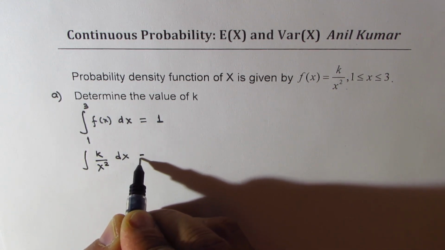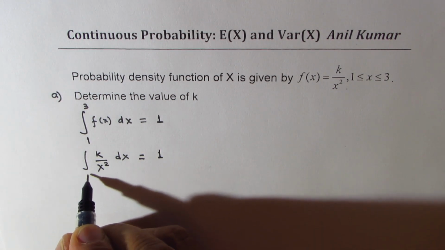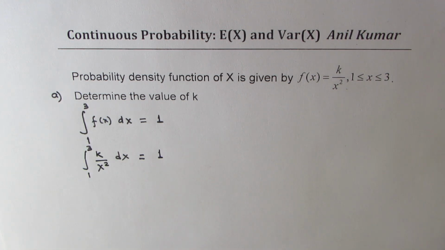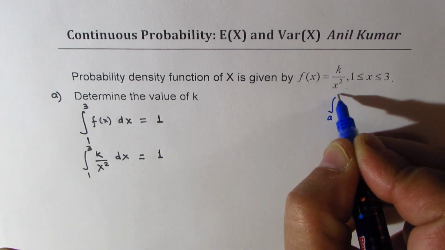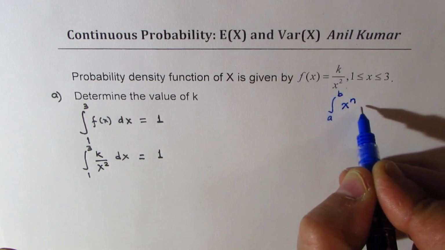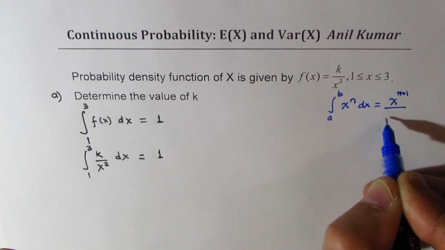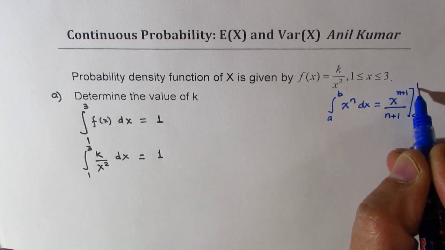So let's find the integral of this function and equate it to 1 to calculate the value of k within the interval 1 to 3. Now here we are going to apply the formula which may be known to most of the students, but for definite integrals, let's say you are working in interval a to b, for x to the power of n dx, the formula is x to the power of n plus 1 divided by n plus 1, within the interval a to b.